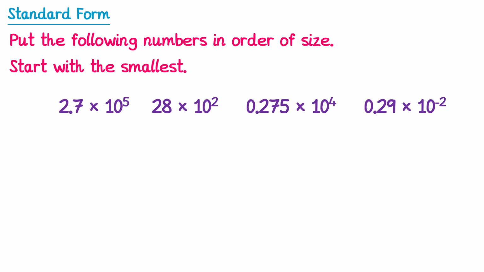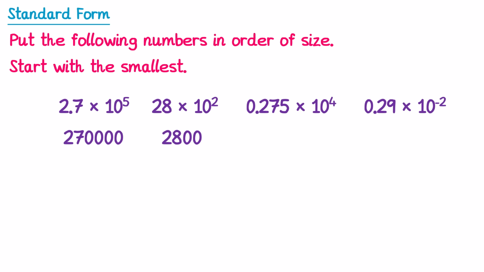2.7 times 10 to the power 5 means 2.7 times 10, a total of 5 times. So let's times it by 10 once, which is 27, a second time, a third, a fourth, and a fifth. Now onto the second one, we've got 28 times 10 to the power 2, so that's 28 times 10, 2 times. So if we take 28 and times it by 10 once, that's 280, and a second time, that's 2,800.